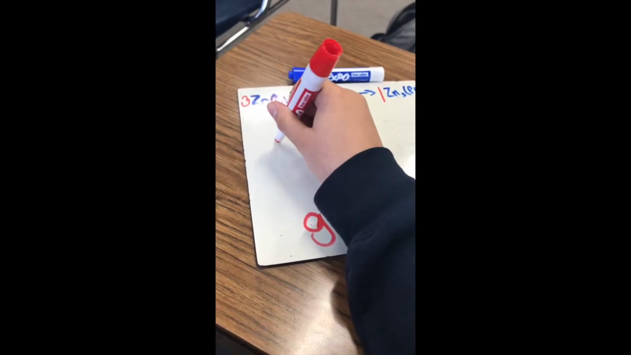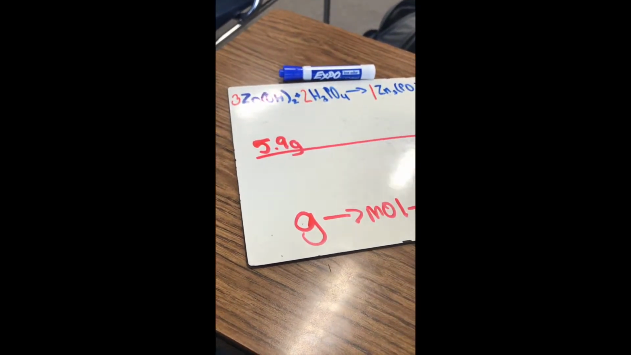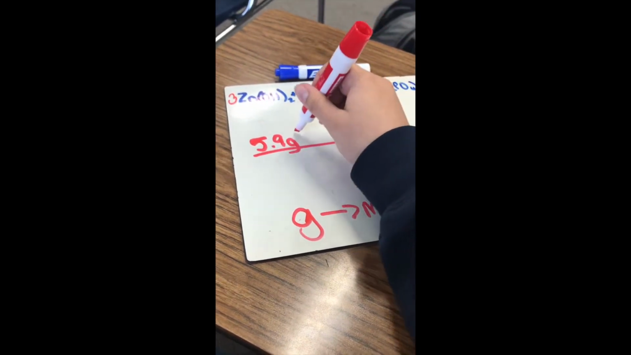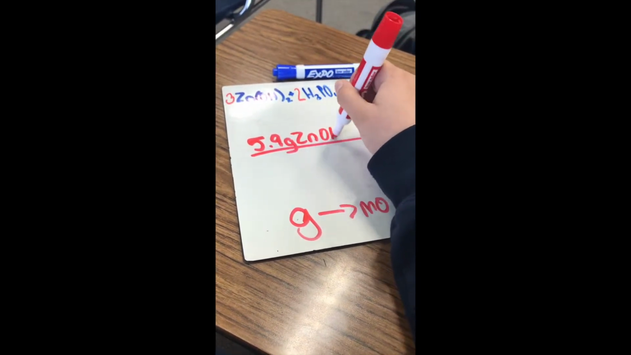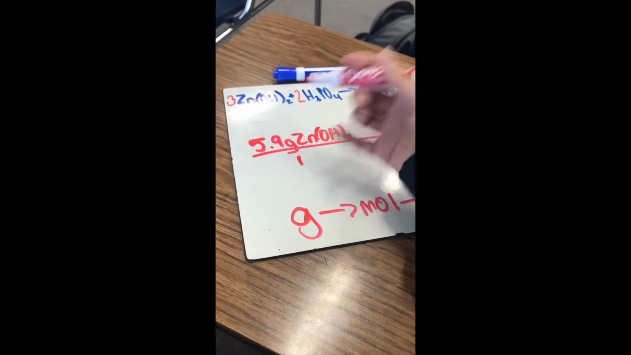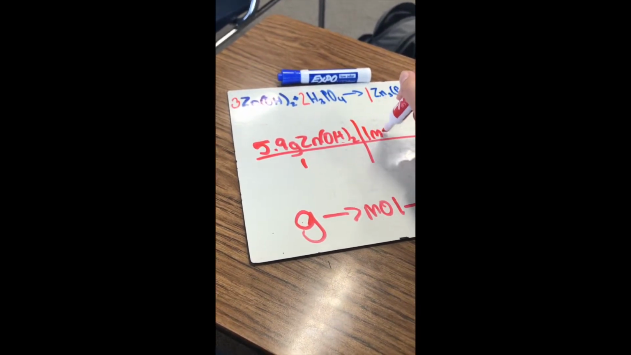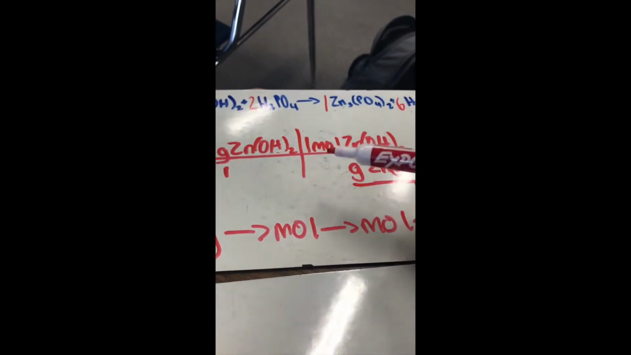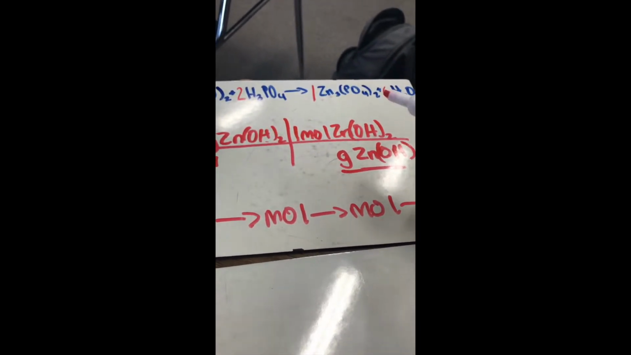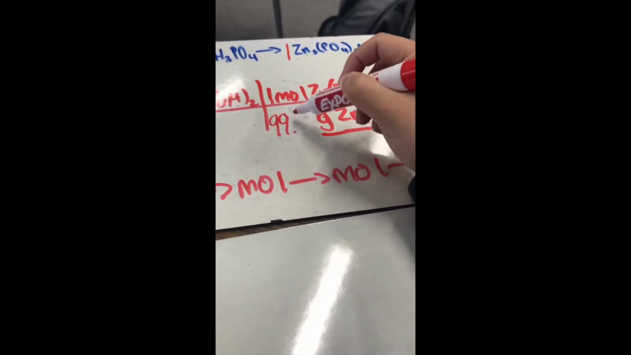So first I have to convert grams to moles. So in the question, it mentioned 5.9 grams of zinc hydroxide. So I'm going to write that on the top over 1 and convert that into moles of zinc hydroxide. So then you also have to calculate the molar mass of zinc hydroxide, and I got 99.423. It's okay if you got a different answer.